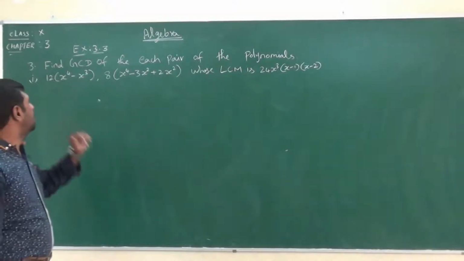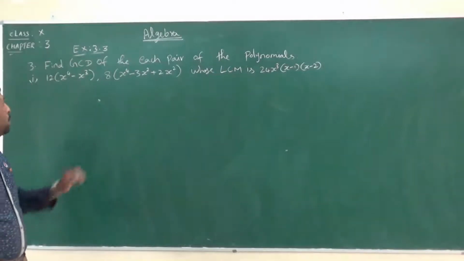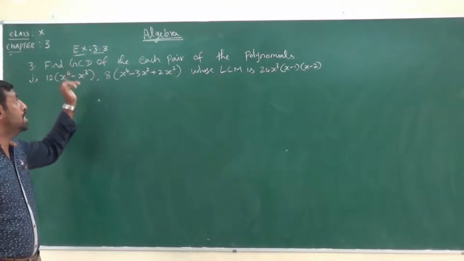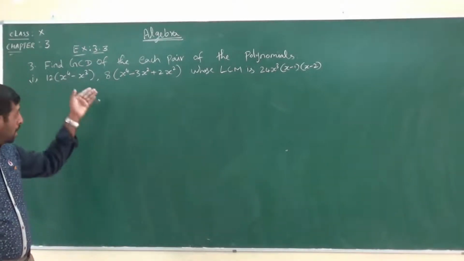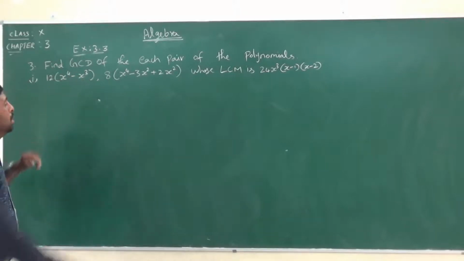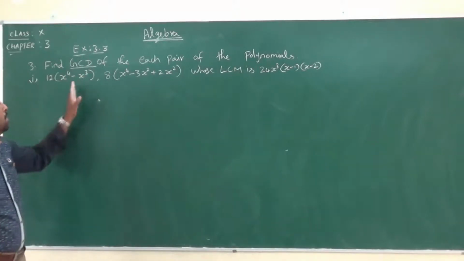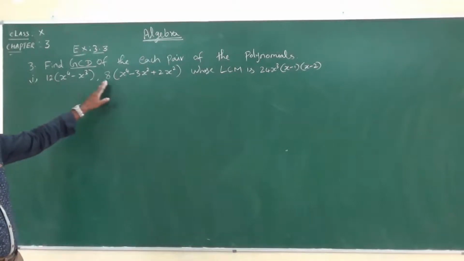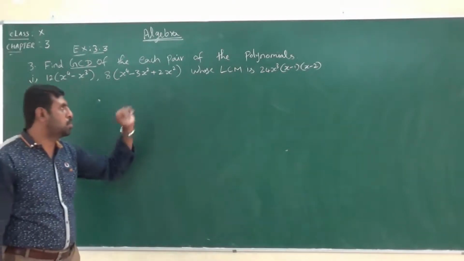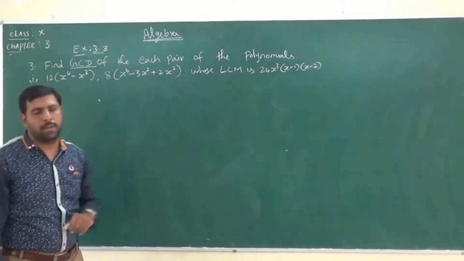Next we see exercise 3.1, question number 3. Here we want to find the GCD of each pair of polynomials. In the last lesson we found the LCM. Here we want to find the GCD of the polynomials. The given polynomials are 12 into (x power 4 minus x cube) and 8 into (x power 4 minus 3x square plus 2x square), whose LCM is given.